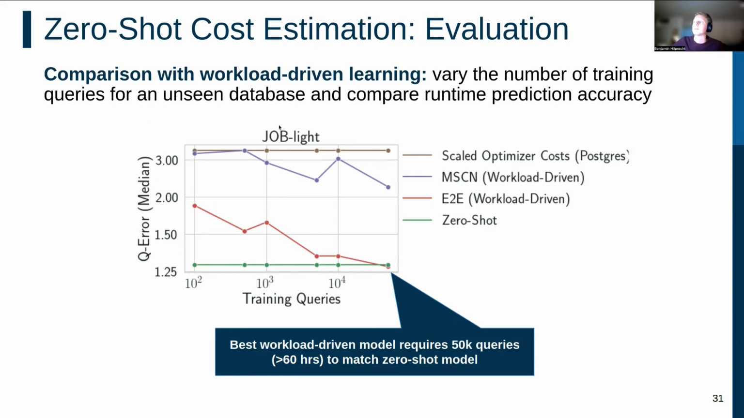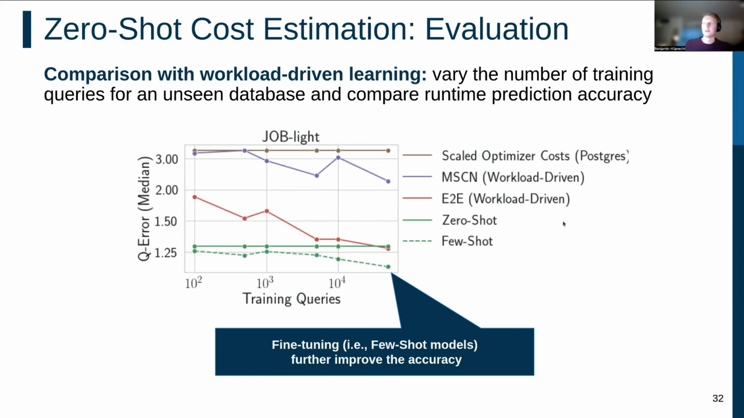And this is the same benchmark we've used earlier, the JOB-light benchmark, which is again real-world data, IMDb. And what we see is that the best workload-driven model that's really state-of-the-art needs approximately 50,000 queries to actually match the performance of zero-shot models. So they are really accurate. And again, this zero-shot model has not seen anything on IMDb before, on the movie database.